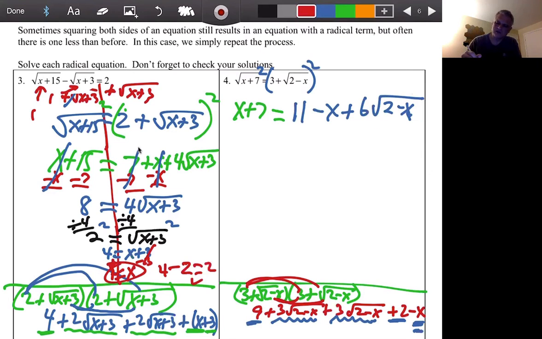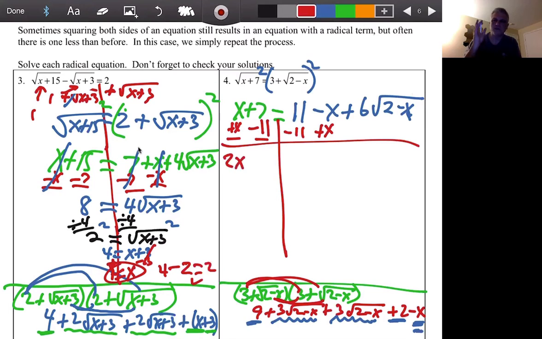Let's subtract 11. And let's add x. Okay. So here we go. X plus x is 2x. Plus 7 minus 11 is minus 4. Okay. And we got the 11's canceling and the x's canceling. And we've got that equal to 6 times the root of 2 minus x.